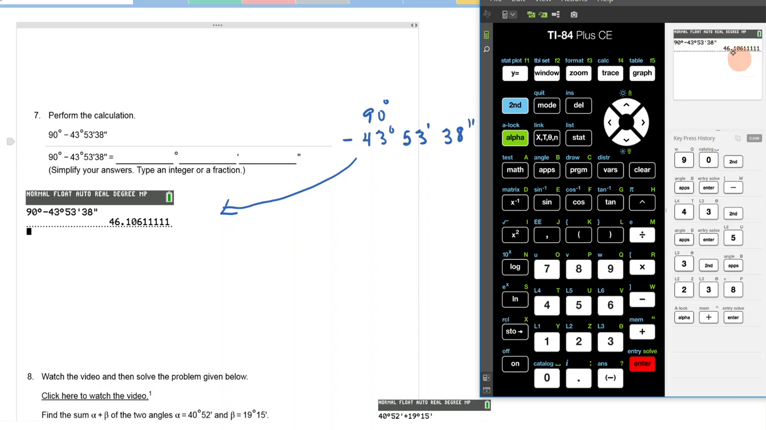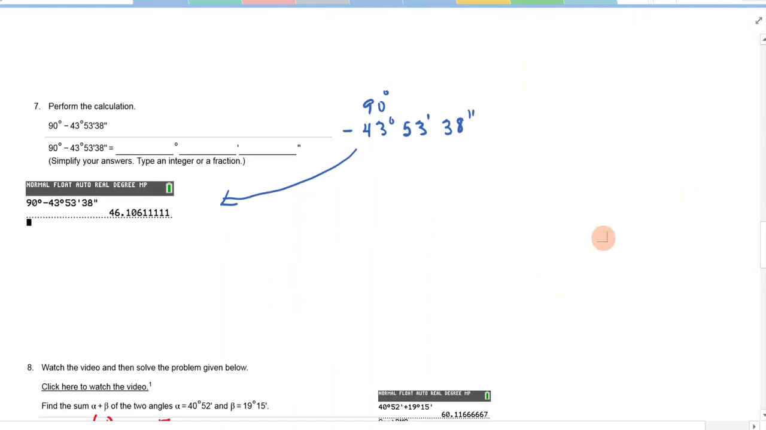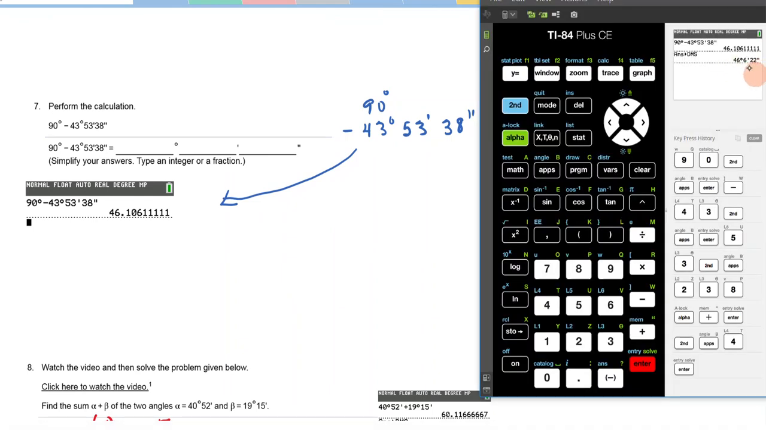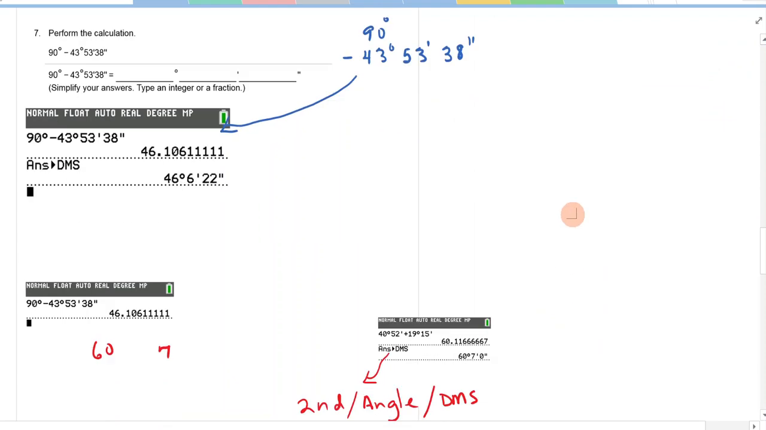So I'm in a decimal number, but I need the answer to be in degrees, minutes, seconds. So I go back to second angle and hit number 4, which says take that answer and turn it into that. When I do that, I get my 46 degrees, 6 minutes, 22 seconds. That's how we would get that answer, and that would be your final answer. So I put that one there, and that shows how we changed that for that one.